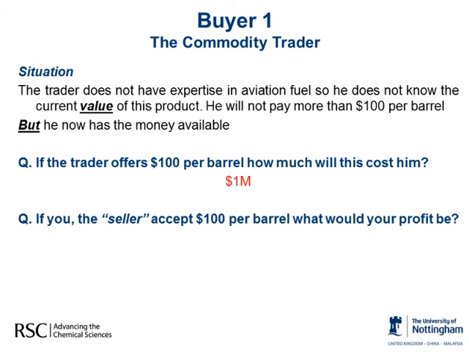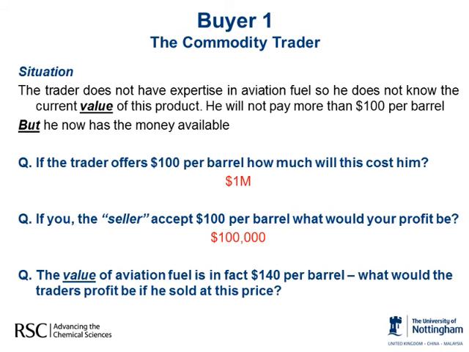If you, the seller, accept $100 per barrel, what would your profit be? Your profit would be $100,000. If the value of the aviation fuel is in fact $140 per barrel, what would the trader's profit be if he sold at this price? His profit would be $400,000.